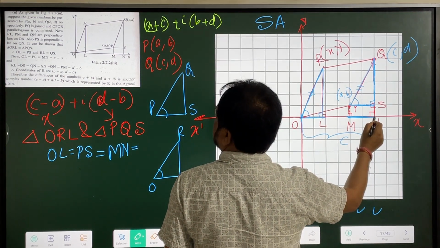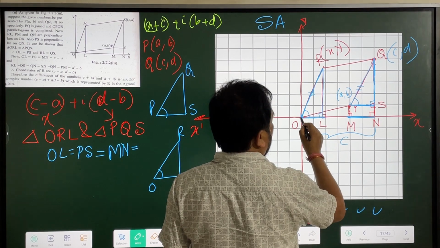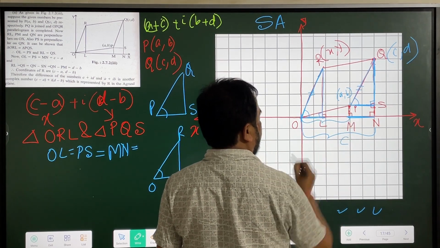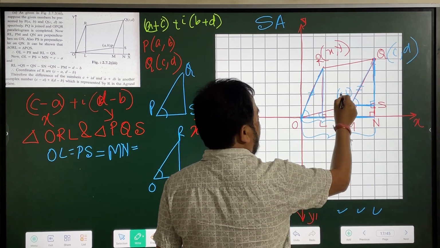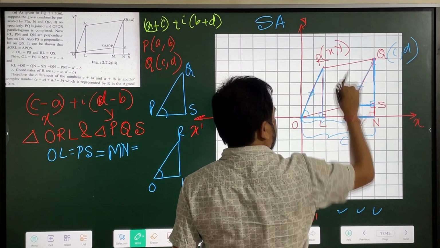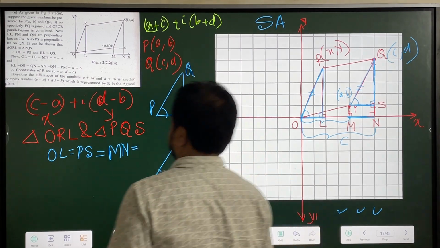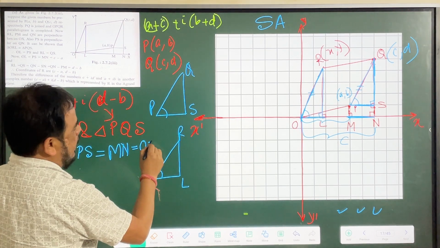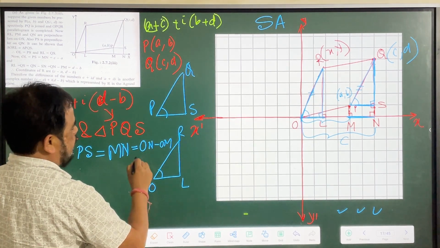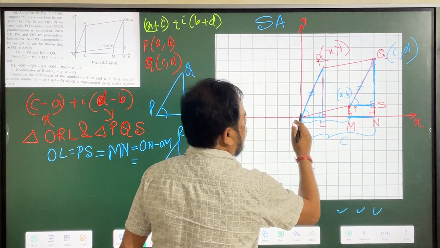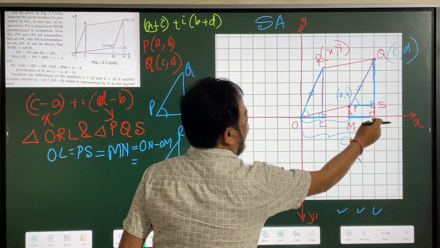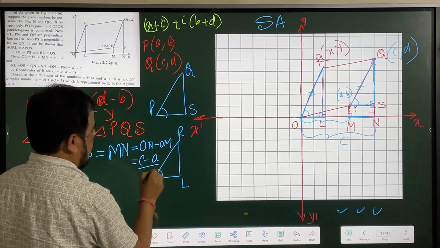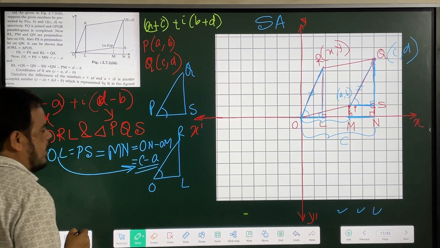Then O to M, how much? O to M is A, because it's the x-axis, so first one you have to take. O to N is C. MN means ON minus OM. ON we know is C, OM we know is A. So C minus A. We have got OL, C minus A.